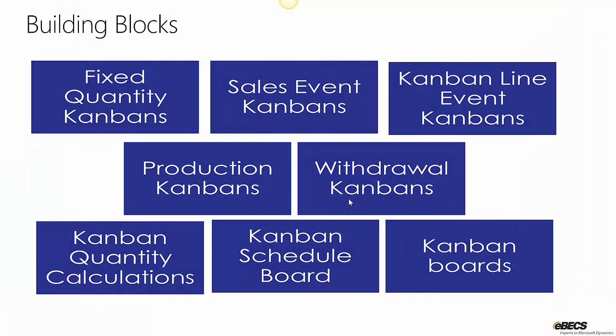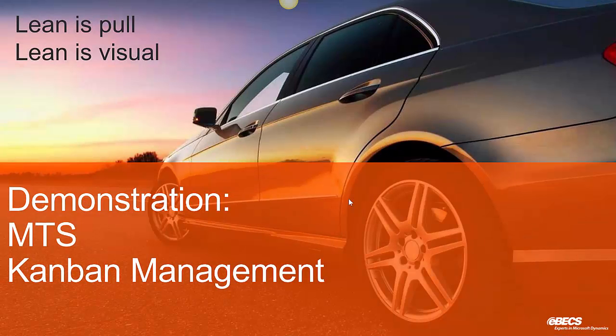So I mentioned building blocks. These are the building blocks we're going to get into today. We're going to look at a couple different Kanban variants. So fixed quantity Kanbans, sales event Kanbans, and Kanban line events. We're going to look at production and withdrawal Kanbans, and I'll at least explain some of the boards that exist and the calculations that exist in standard AX. So our first demonstration is going to be around a make-to-stock scenario using Kanbans in AX.